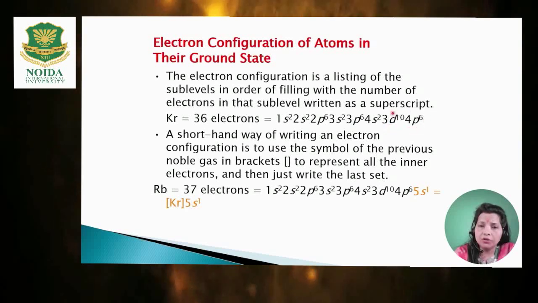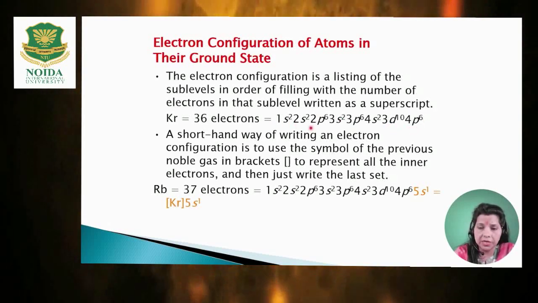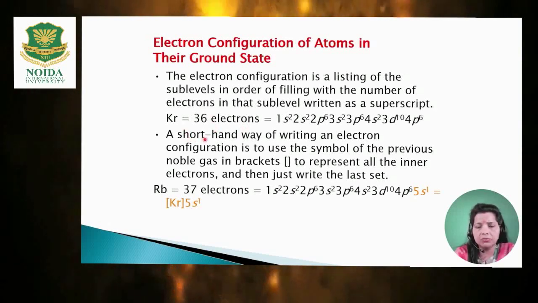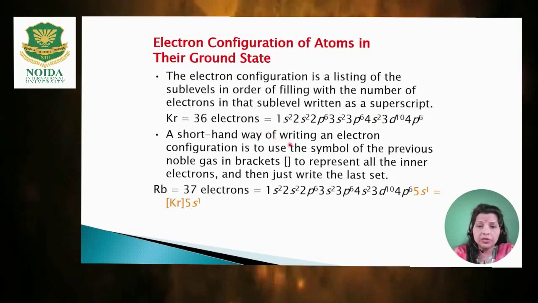This is a long way to write its electronic configuration. Now 36 is a small number, so you can easily write its electronic configuration. But when you want to write the electronic configuration, suppose for 70 or 80, then it is a tedious task.